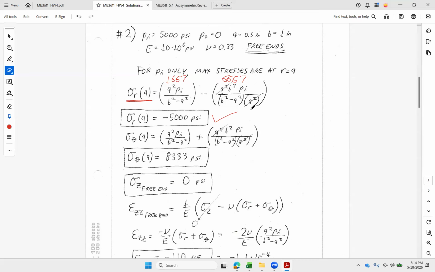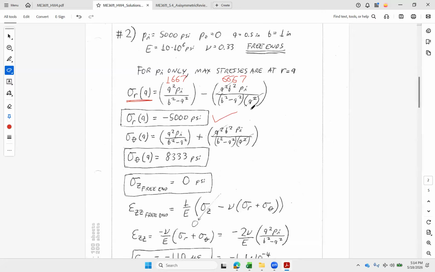Now all I got to do is flip the sign to a plus, and I get 8333 for the hoop stress. And I've got a tensile number on that one. Of course, we're pushing from the inside, so we expect it to stretch. That means it's going to be pulling tensile around the hoop direction.